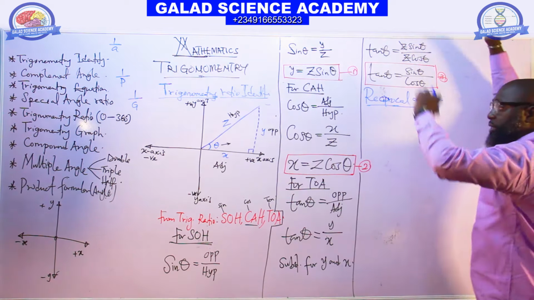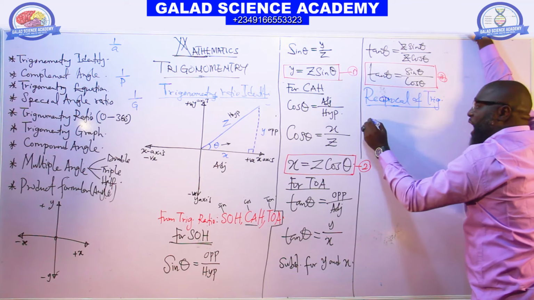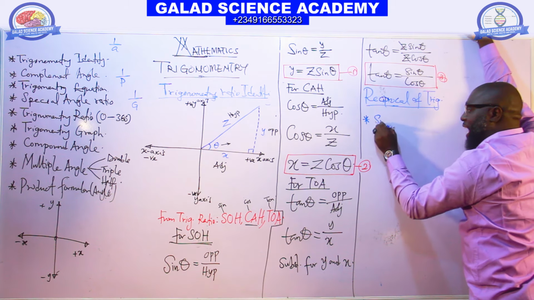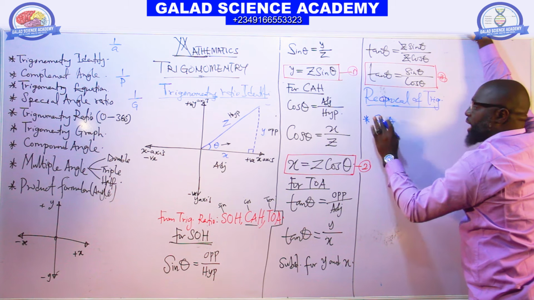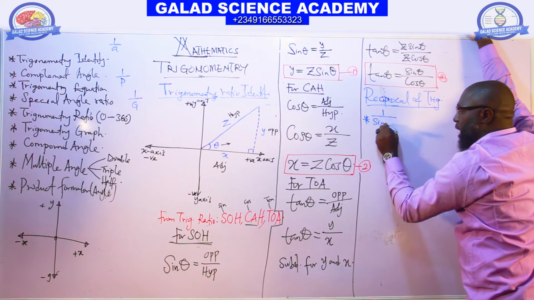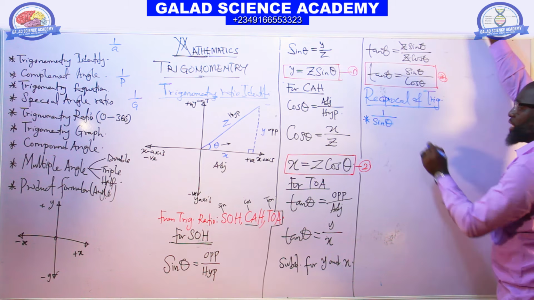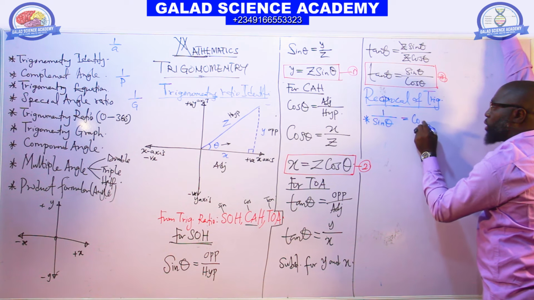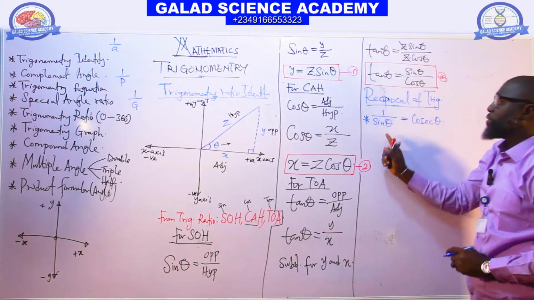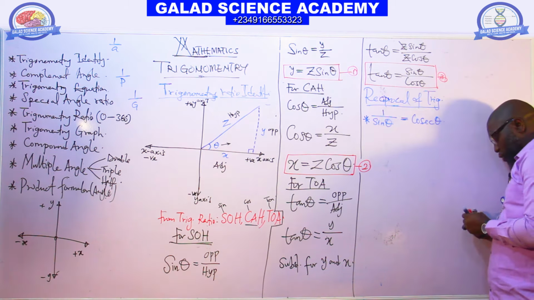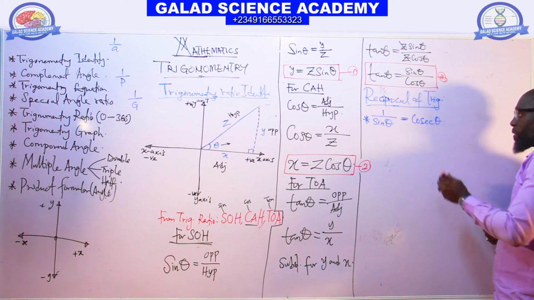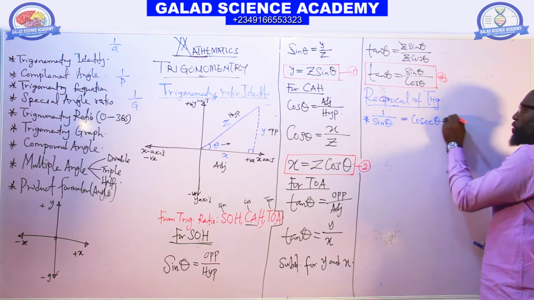Let us look at the reciprocal of trig. The first one is the reciprocal of sine theta. The reciprocal of sine theta is 1 over sine theta, and it always gives us cosec theta. Let's call it equation 4.